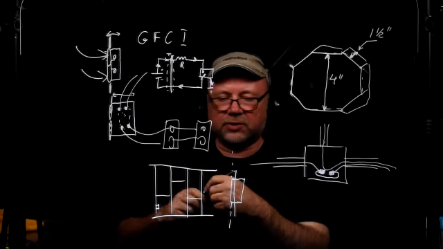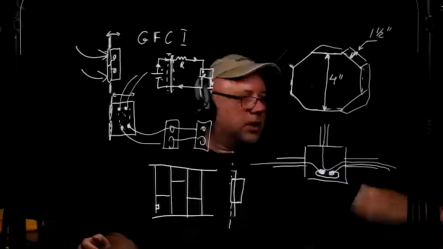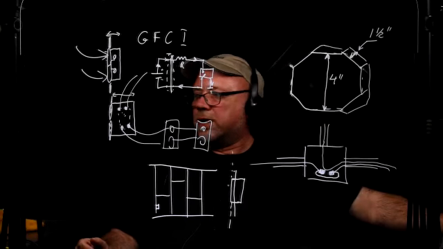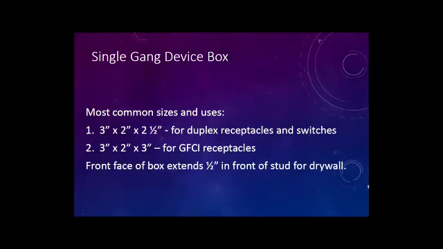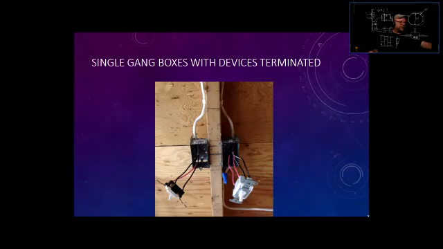And a lot of the boxes will have some markings, so you don't have to use your tape measure, and you can do things quicker. So here, let's read this again. Front face of the box extends 1/2 inch in front of the stud for drywall. So that's basically what that means.